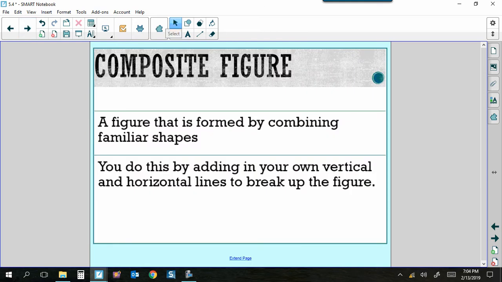All right, let's get started. First, what is a composite figure? It's a figure formed by combining familiar shapes, and the familiar shapes we're going to be looking at are rectangles, triangles, and semicircles. You're going to do this by adding your own vertical and horizontal lines to break up a composite figure, using the coordinate plane we give you to create your familiar shapes. Go ahead and fill in your blanks to make sure you're ready to move on.